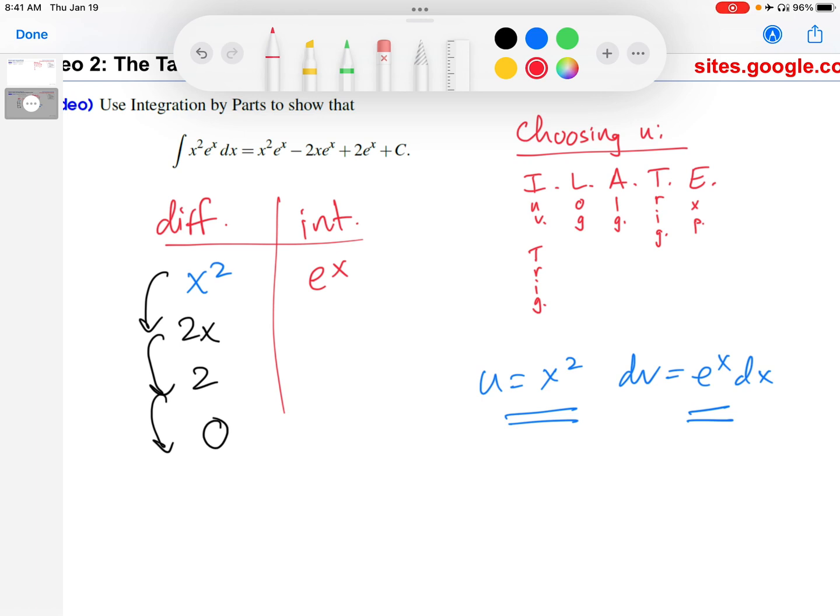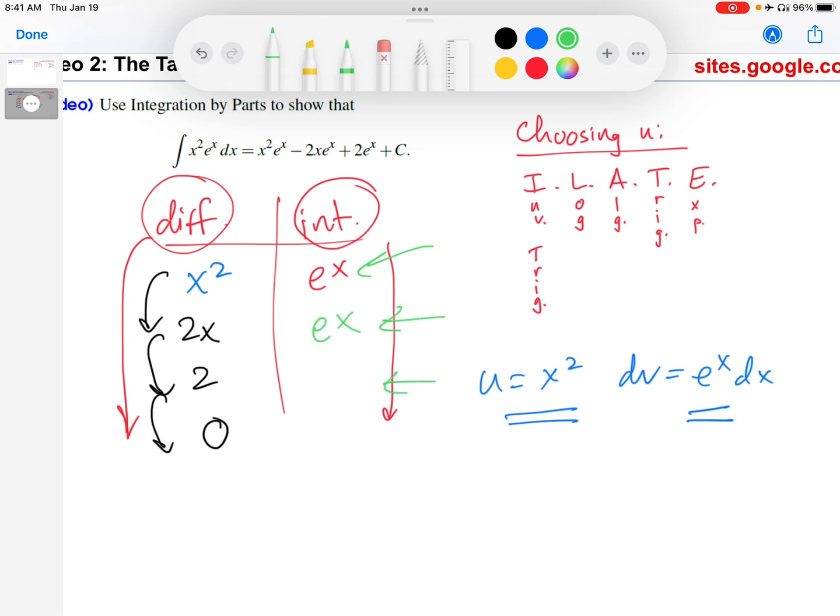So notice I'm differentiating as I go down this column. On the right-hand side, I do the opposite. I integrate as I go down the column. So I start off with e to the x. The next row down, I integrate e to the x. I get e to the x. Next row down, I integrate that one. I again get e to the x. And then next row down, I integrate. I get e to the x.